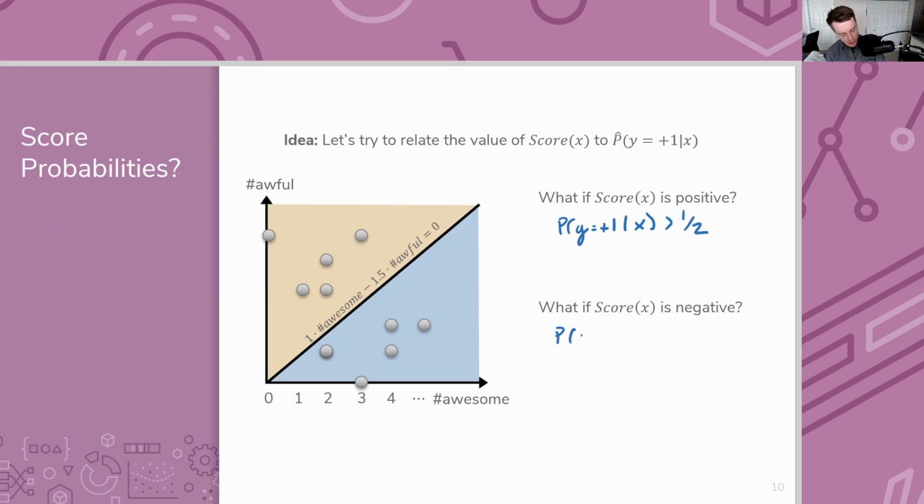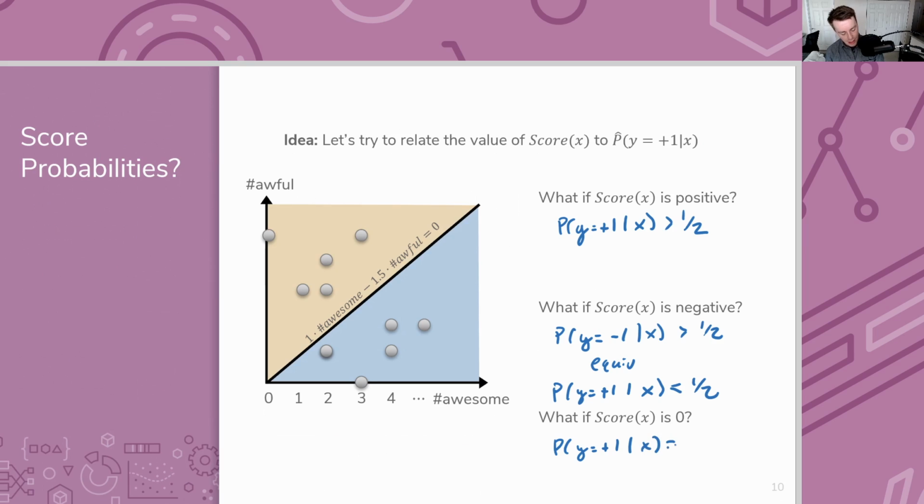Well, just the opposite. Then we're going to say that the probability of y being -1, given x, is greater than 1/2, which is equivalent to saying that the probability that y equals +1, given x, is less than 1/2, right? Because these two things must add up to 1. So we'll say that the probability of being positive is less than 1/2. And then what if the score is equal to 0? Well, then we'll say the probability is 50-50. It's exactly the same chance of being positive or negative if the score is exactly 0. So we're making a mapping from scores to probabilities.